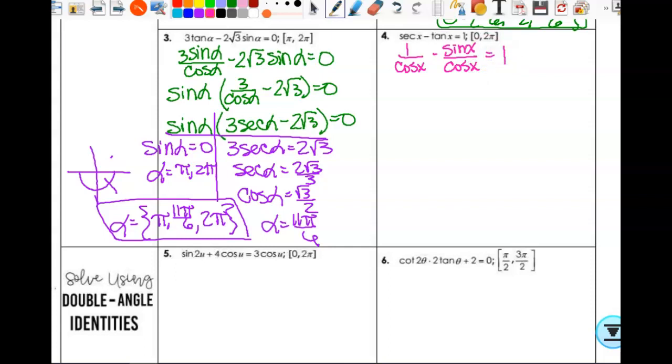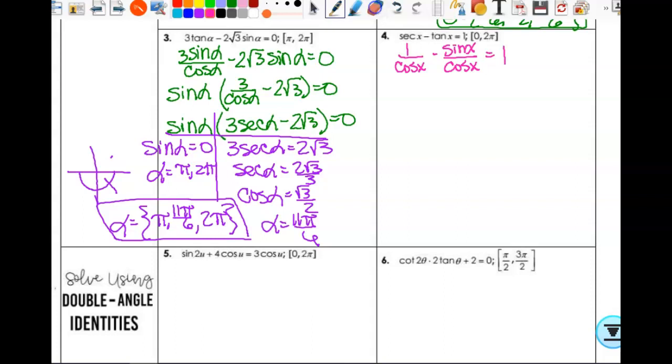Okay? Now, on the left-hand side, I do have a GCF of 1 over cosine x that I could factor out. The problem is we can't start factoring until we have set it equal to 0, right? So if I actually set this equal to 0 and I move that 1 over there, am I going to have a GCF anymore? I'm not, right? So I can't work this. This one doesn't work out exactly like that one does. I can't force it down that road. So we have to go down a different road.